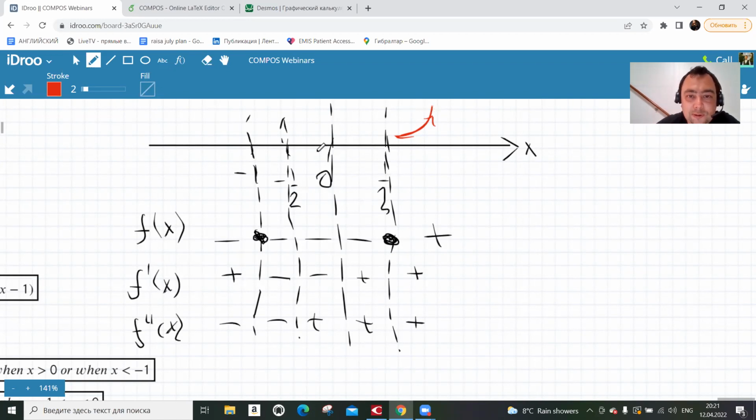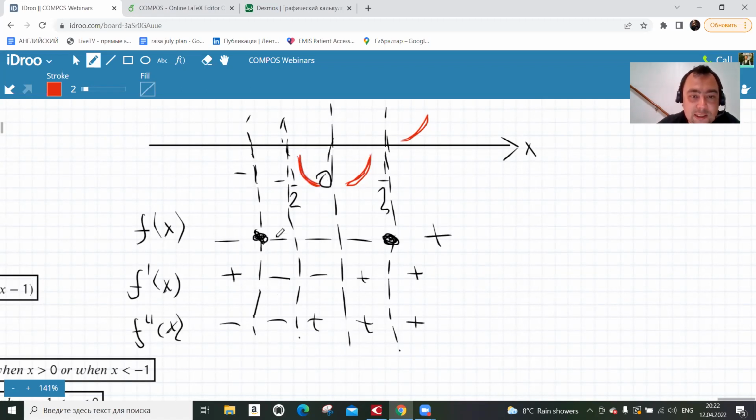Now here, on this interval between 0 and a half, the function is negative, but it is increasing and it is convex. So it's going to be like this. But now it's below the x-axis. Now the function is negative. It is decreasing, but it is convex. So it's going to be like this.